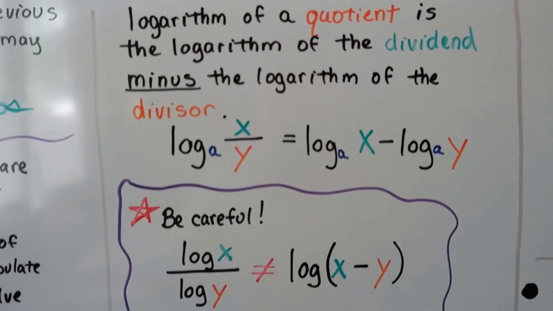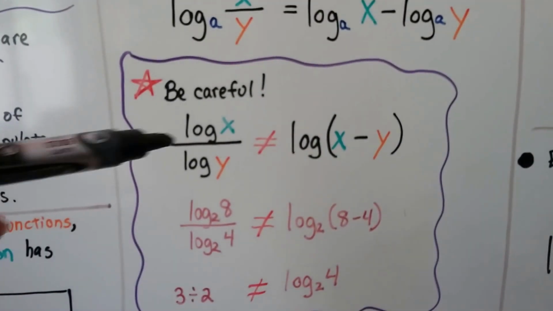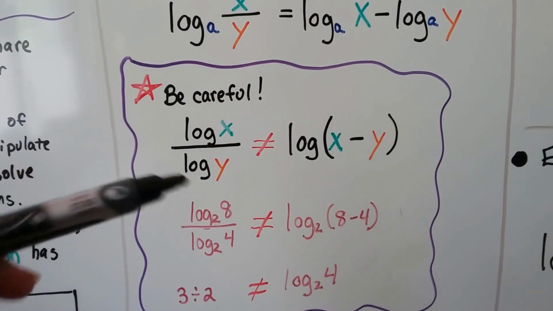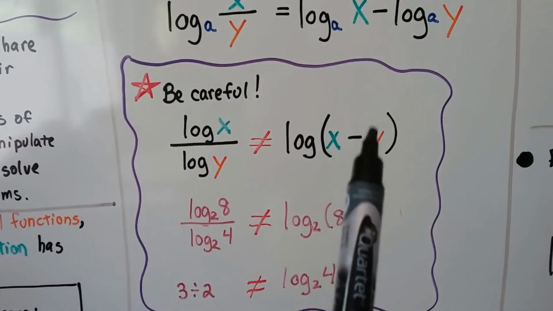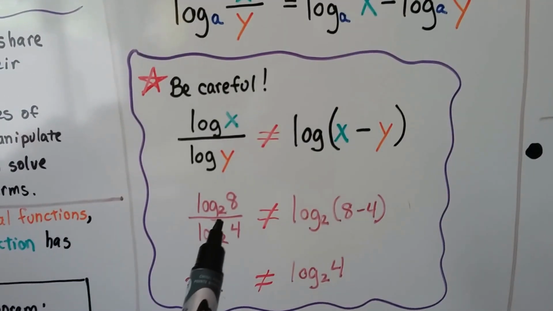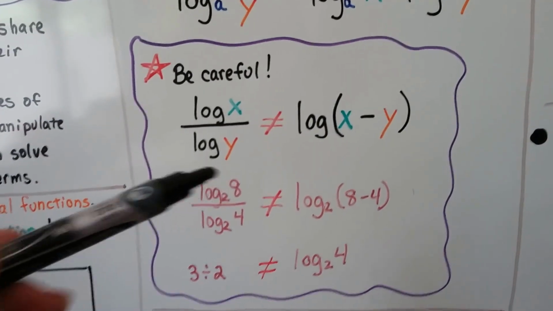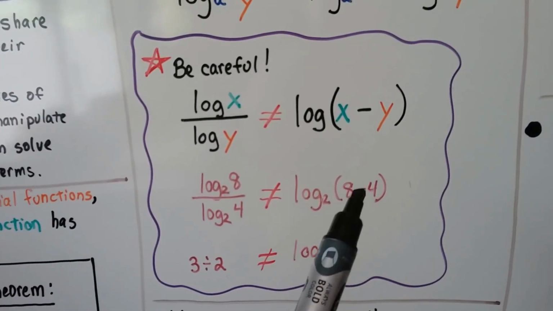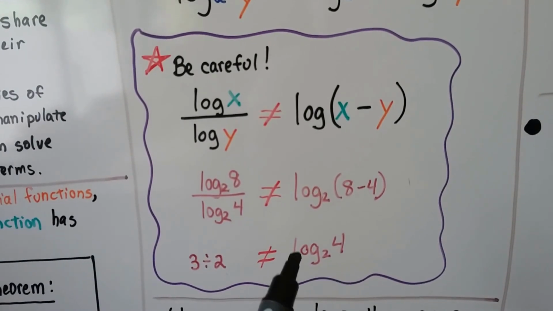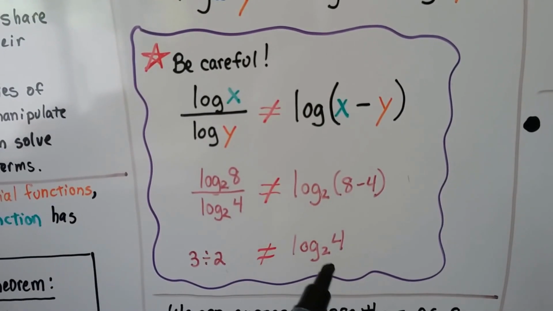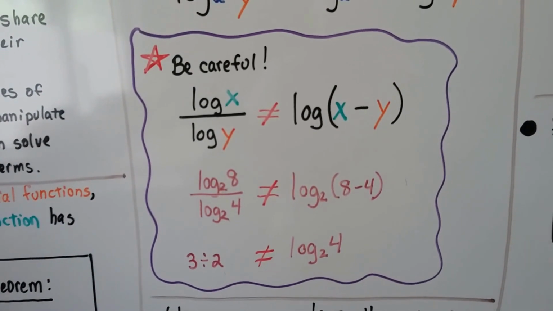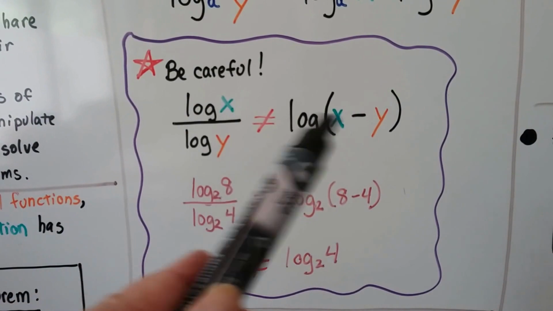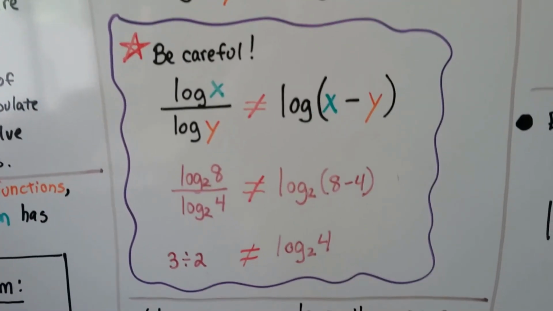Dividend, divisor. Now, you have to be careful. If you see something like this, where we've got the quotient of the log of x and the log of y, it does not equal this. If we put in some real numbers, log base 2 of 8 is a 3, and log base 2 of 4 is a 2. If we do 8 minus 4, we're going to get a 4. Log base 2 of 4 is a 2. And 3 divided by 2 is not equal to 2, is it? It's 1.5. So be careful. We're going to talk about this more at the end of the video, okay?